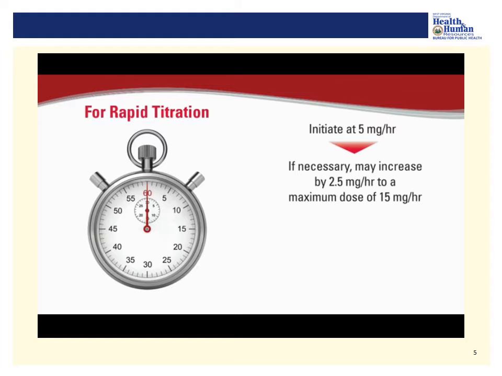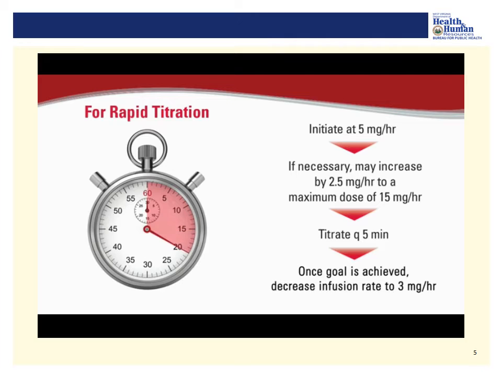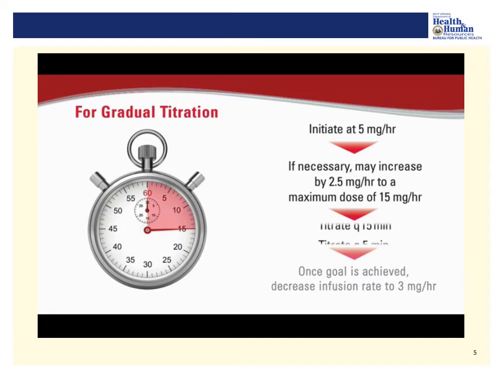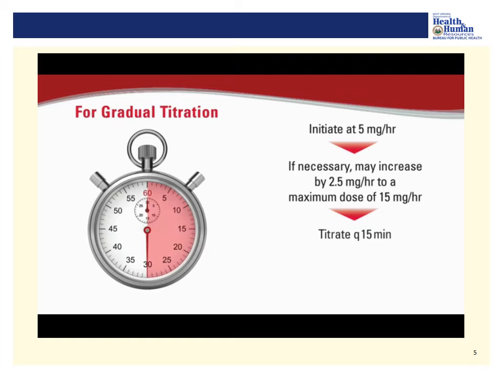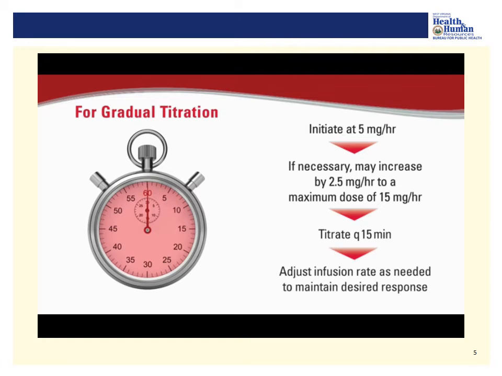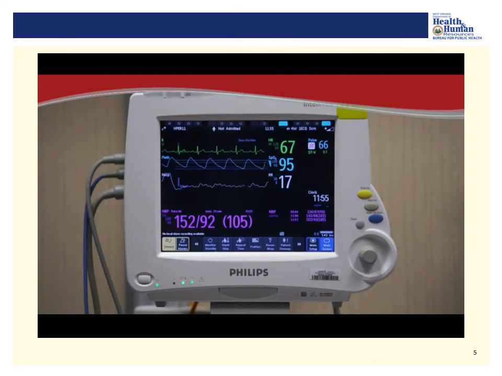For rapid titration, increase the dose every 5 minutes. Once the desired blood pressure is achieved, decrease the infusion rate to 3 milligrams per hour. For gradual titration, increase the dose every 15 minutes until desired blood pressure is achieved. For either approach, adjust the infusion rate as needed to maintain the desired blood pressure.